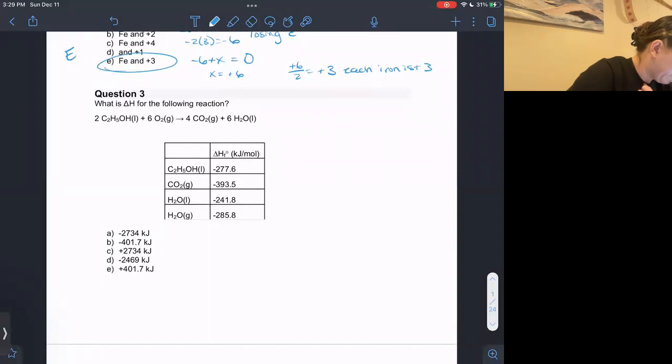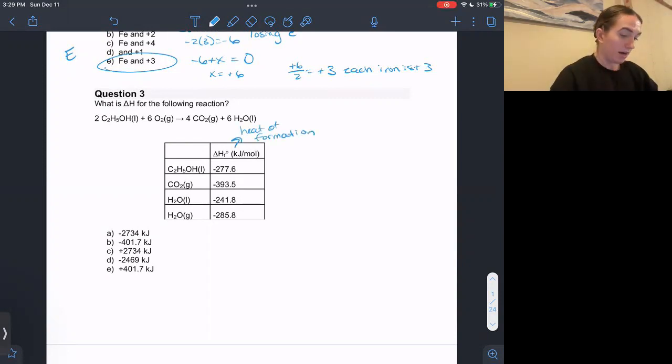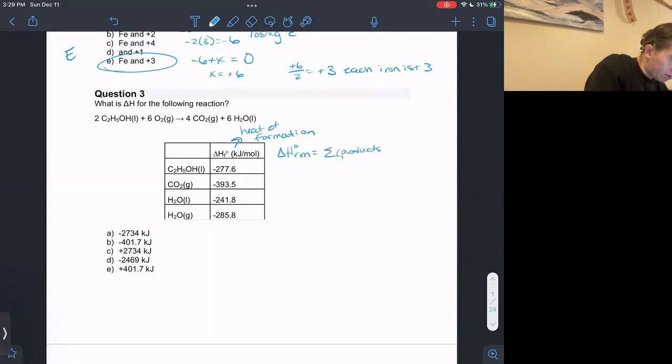What is the delta H of the following reaction? So I'm given my heats of formation. I want to use delta H naught of reaction is equal to the sum of my products minus the sum of my reactants. Looking at this, I don't see O2, and I know that this is going to be 0 because the heat of formation of an element is 0.